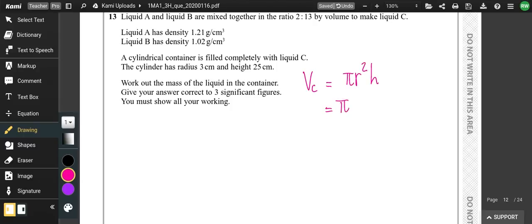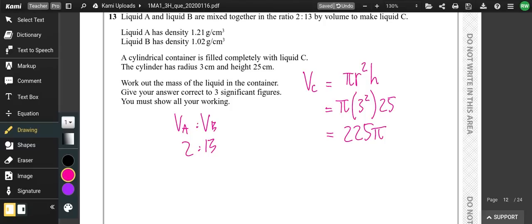So that is pi times the radius squared times the height. 25 times 9 is 225 pi. So that's the volume of the liquid, and it's mixed together in a ratio of 2 to 13. So the volume of A to volume of B is in a ratio of 2 to 13. So we're going to split 225 pi into 2 to 13. So add the ratios together to get 15 and divide 225 by 15. So 225 divided by 15 is just 15.